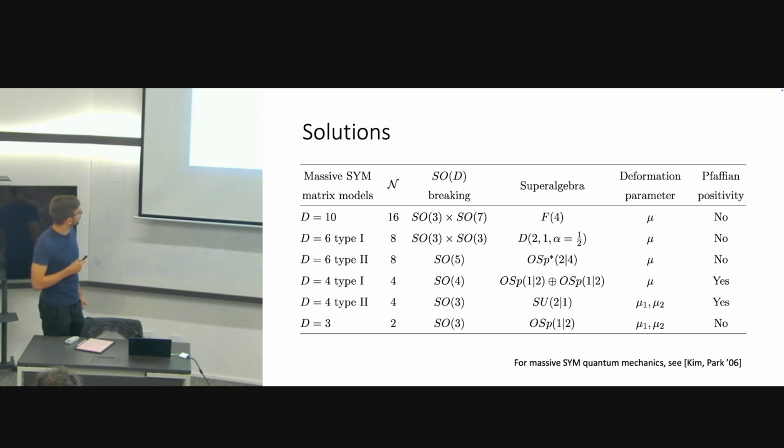Now, there is also the type 2 model in 6 dimensions. SO6 is broken down to SO5. There is a single mass parameter, and the Pfaffian is still not positive.